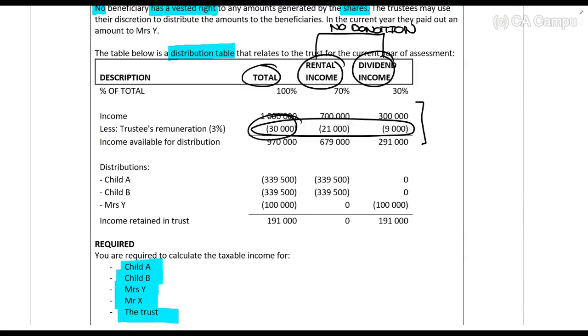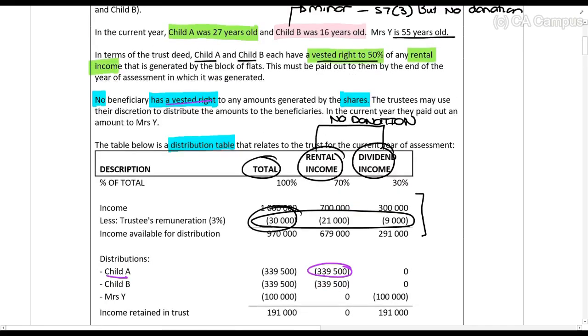So, first one, we look at this: child A had rental income of 339,500. Was there a donation and is the donor still alive? No. So there's no section 7 that we should consider. Does someone have a vested right to it? Yes, they do have a vested right to it. That's what they said.